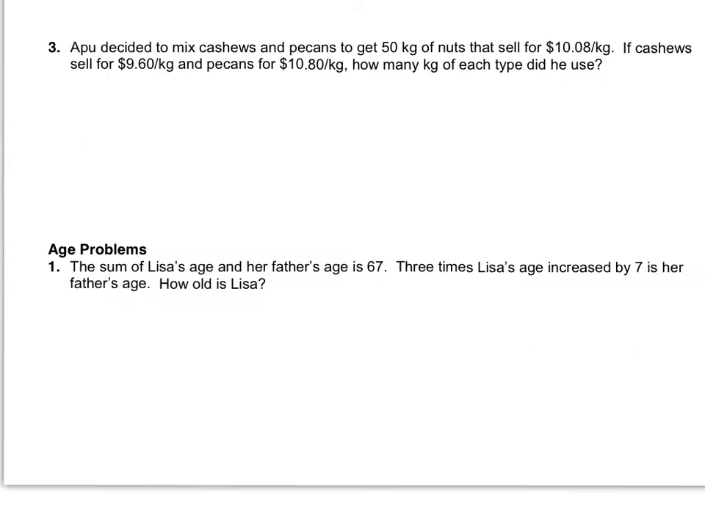Okay, moving on to the next question. It's a nice little mixture problem here. Apu decided to mix cashews and pecans to get 50 kilograms of nuts that sells for $10.08 a kilogram. So we've got a total number of kilograms and we've got a price per kilogram. If cashews normally sell for $9.60 per kilogram and pecans are selling for $10.80 per kilogram, how many kilograms of each type did he use?